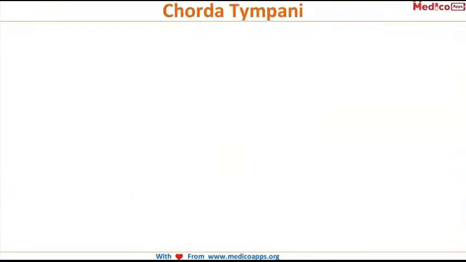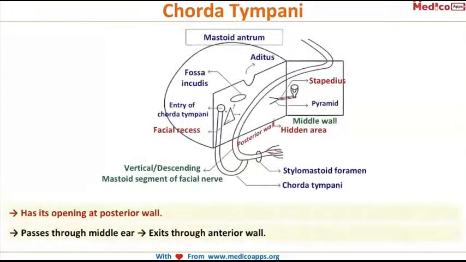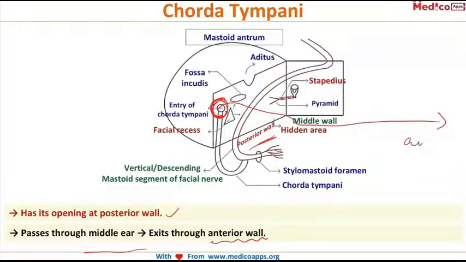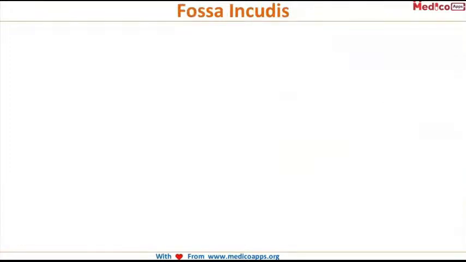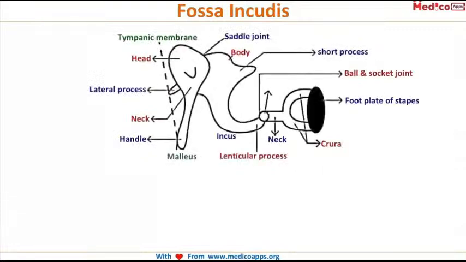Now the next important structure is the chorda tympani. It has its opening at the posterior wall. As you can see, this is the entry of the chorda tympani nerve. It passes through the middle ear and exits via the anterior wall. So it enters via the posterior wall, passes into the middle ear and exits via the anterior wall. The next important structure is the fossa incudis. It lodges the short crus of the incus. So the fossa incudis lodges the short crus of the bone incus.